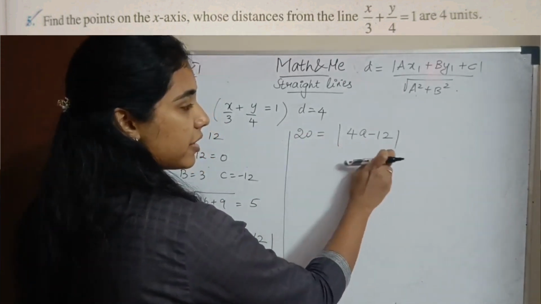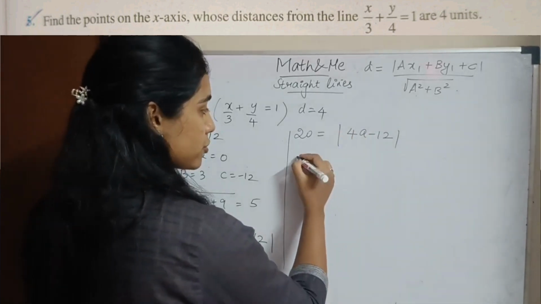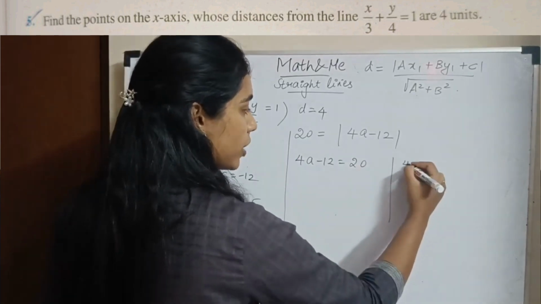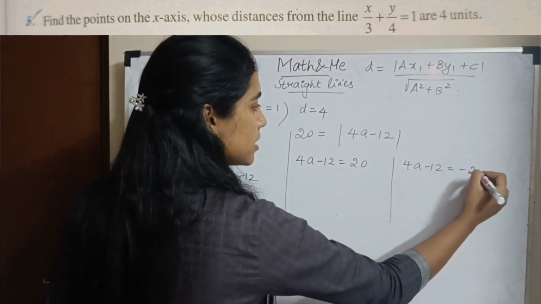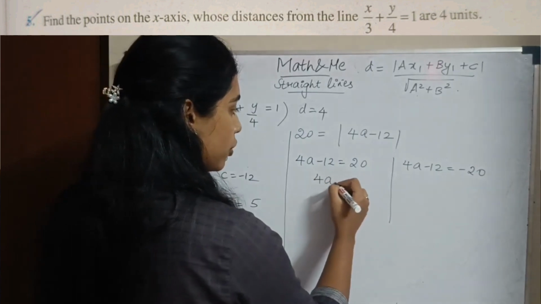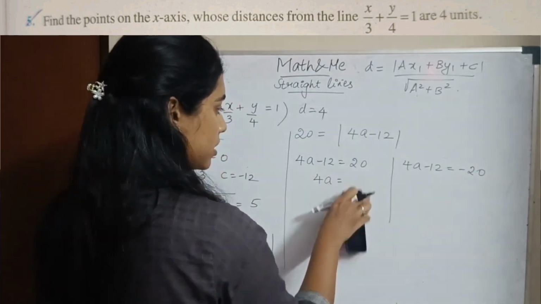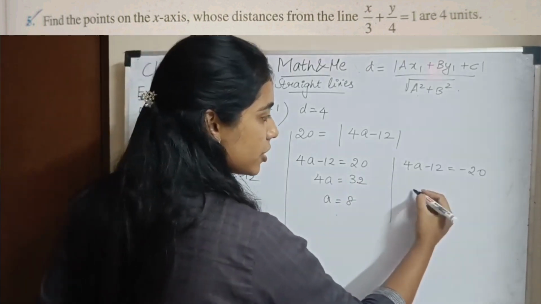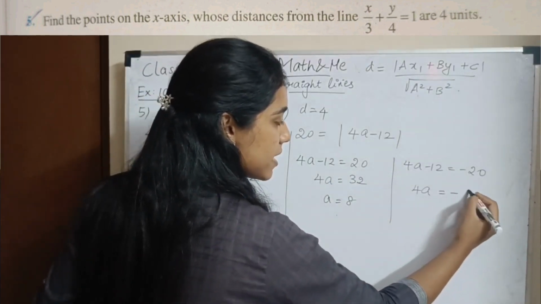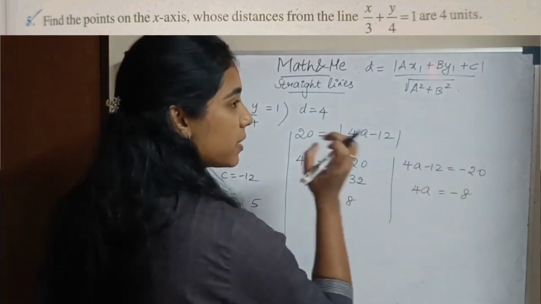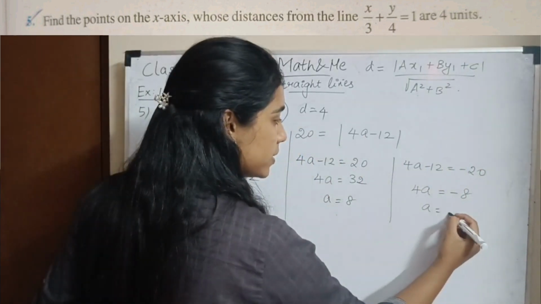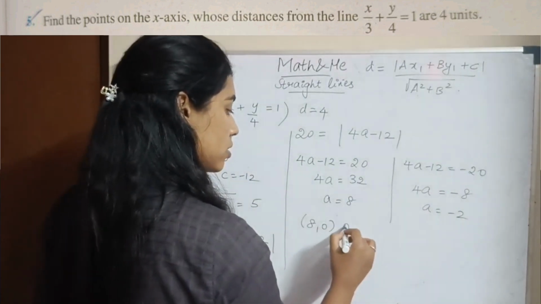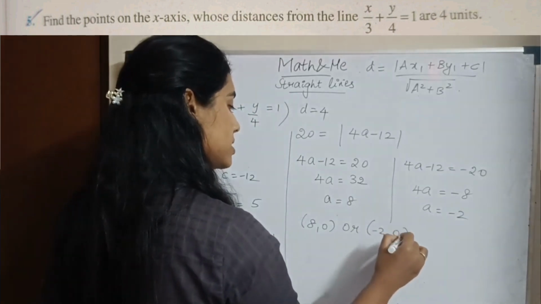So what do I have? When I remove the modulus sign, I have two different values. So it's 4a - 12 = 20, and 4a - 12 = -20. So you have 4a = 32, a = 8. Here you have 4a = -8, that is -20 plus 12, which is -8. So a = -2. So your points would be (8, 0) or (-2, 0).